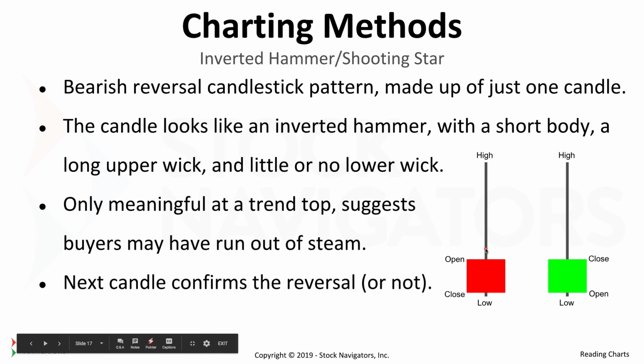If you see a green inverted hammer up at the top of a move, then it's also bearish, but not quite as bearish, because the sellers were only able to get the price down to about here. They weren't able to actually get price lower than where it opened, but they're still very powerful, and you need to wait for the next candle to confirm: is a reversal actually taking place or not?